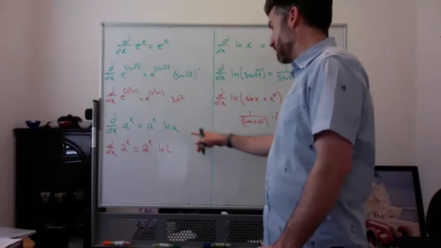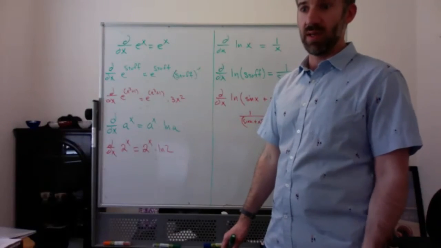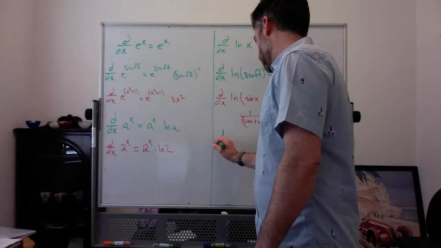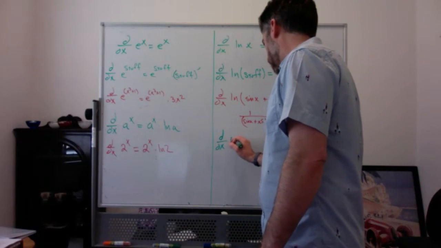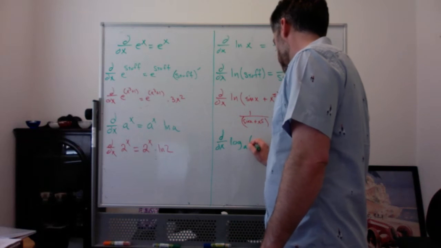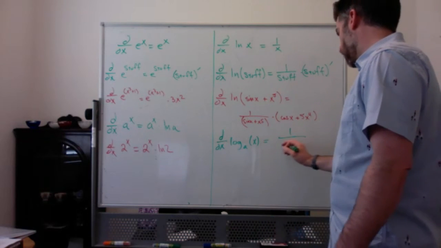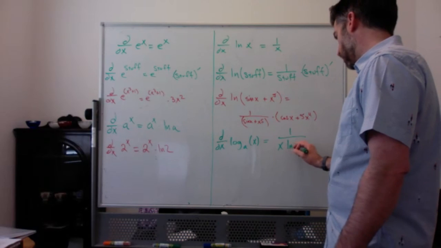And then for logarithms of a different base, instead of multiplying by the natural log of the base, you end up dividing by the natural log of the base. So the derivative of log base a of x is not just 1 over x, it's 1 over x also with a natural log of a in the denominator.